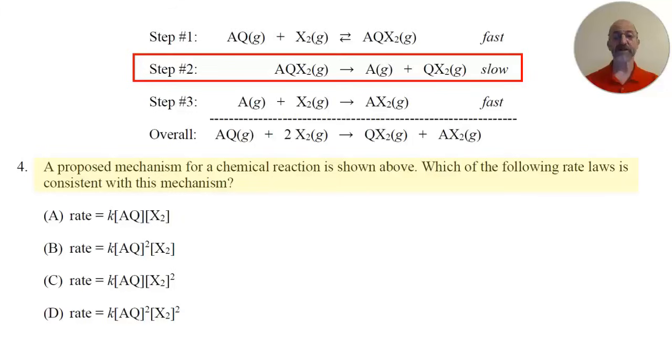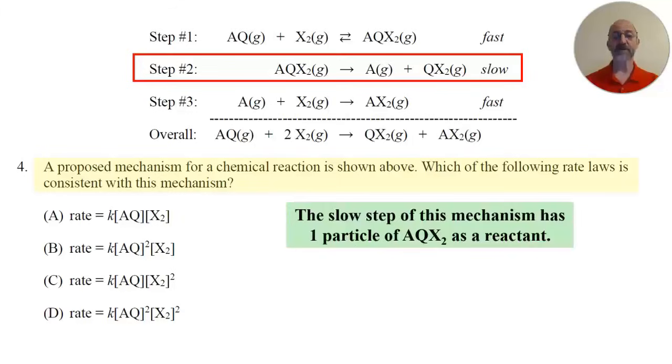Now, if I just focus on step 2, I can see that the slow step of this mechanism has one particle of AQX2 as a reactant. So now what I'm going to do is write the rate law just based on that particular reactant. So I'm going to write rate equals the rate constant k times the concentration of substance AQX2. Now, if you look at the 4 answer choices listed in question 4, you will see that that is not the correct rate law. So what's the problem with writing this rate law using AQX2?